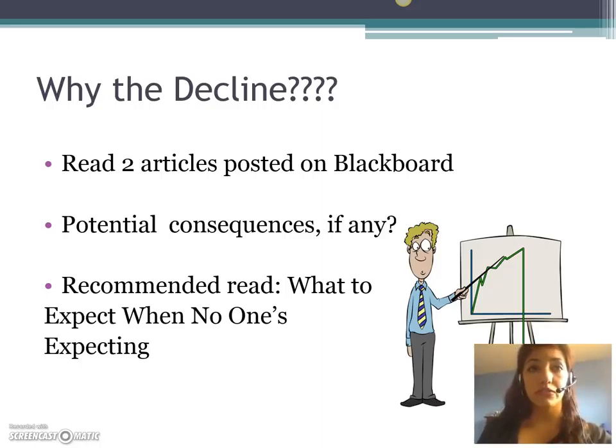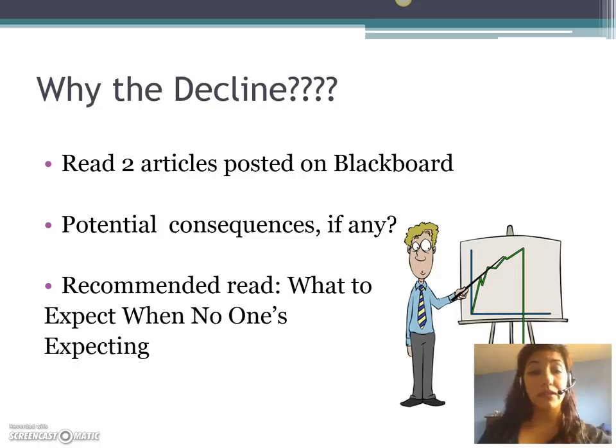And what are the potential consequences? So one talks about, yes, it's the economy, and that's what most experts say. It's expensive to have kids, and it's getting too expensive. The cost of living is higher. But is there more to it than that? So I want you to think about that and bring those thoughts to class. And are there potential consequences?